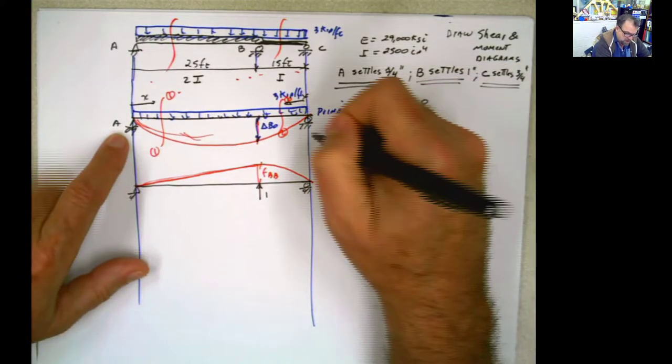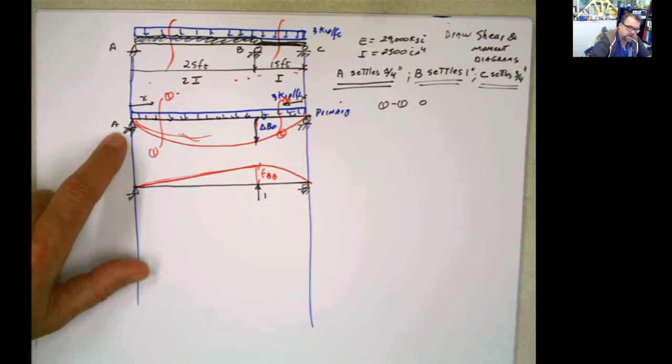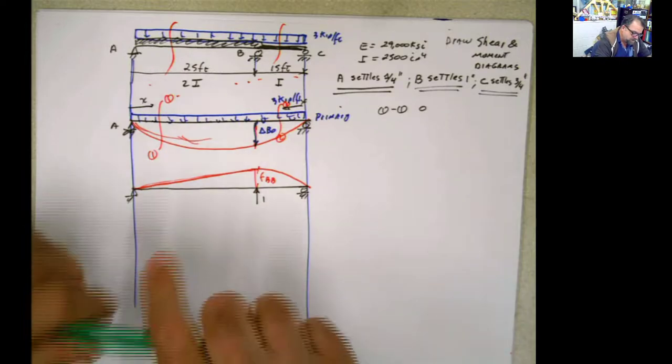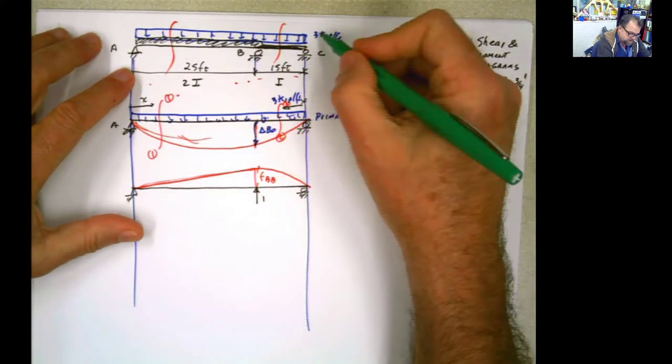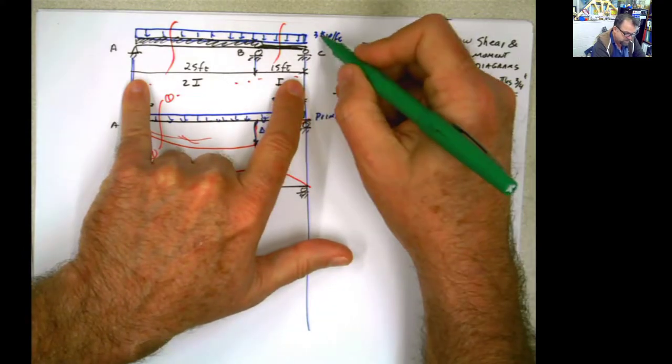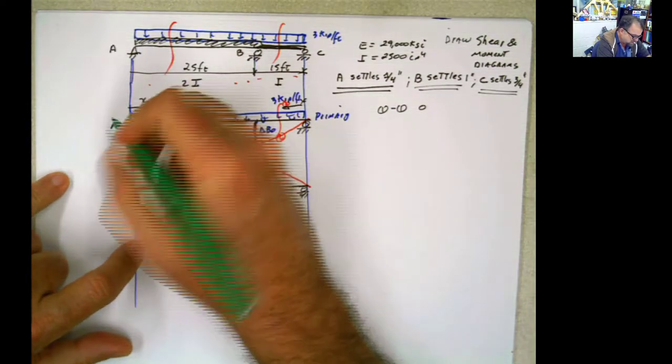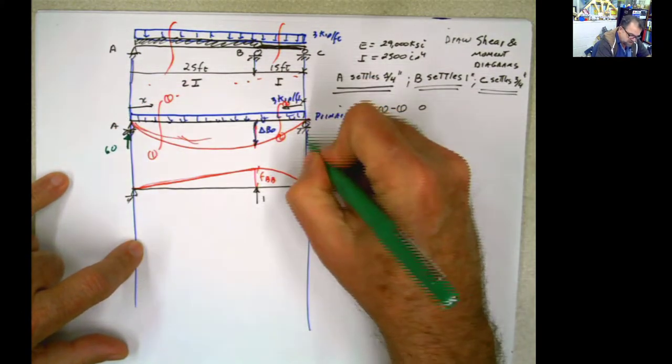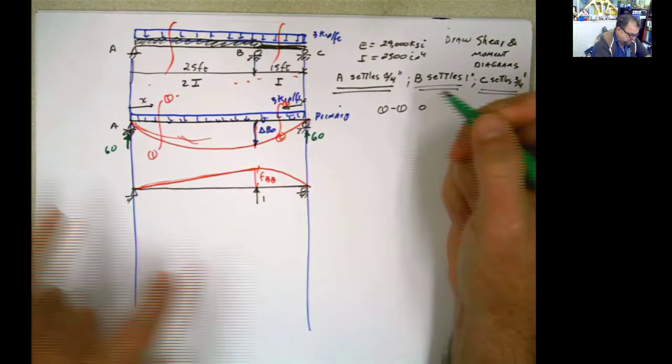First step, calculate the reactions. How do you calculate the reactions? Pretty simple. This is 3 kips per foot, times 40 feet, 3 times 40, 120, because everything is symmetric, divided by 2. So you're going to have a reaction of 60 here and 60 here. Units are key, remember that.